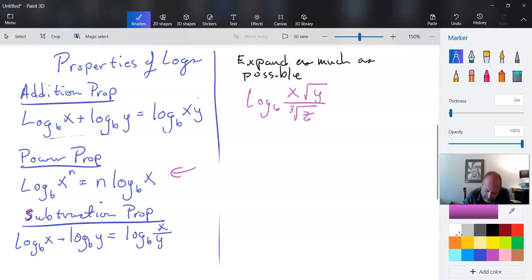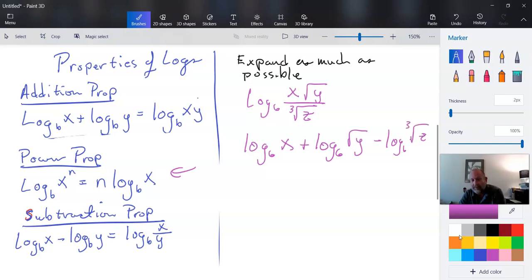Okay, so let's do the same thing we just did. So log base 6 of x, and I have an exponent of 1 on x, so I'm not going to worry about the coefficients because it's just a 1. Now, the next term, if you don't see it right away, then just write it down with the root on it. So that'd be log base 6 of the square root of y. And then it would be minus log base 6 of the cube root of z.